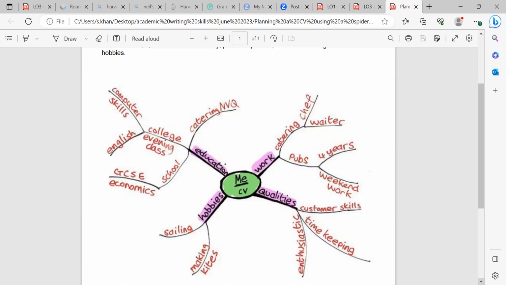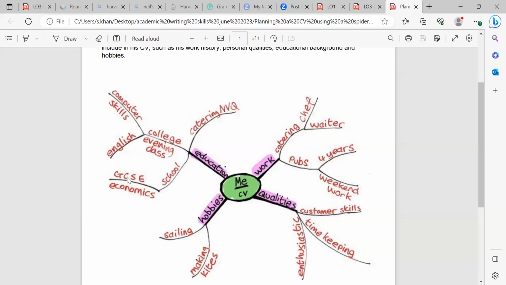Why do you think spidergrams are so important to use? Does it get your brain thinking? Yes, it does a little bit. Yeah, it gets your brain thinking on what you should be doing, how you should be doing it, and maybe approaching it. So what he's done in his education part for his CV, he's done catering NVQ, college evening class, school, GCSE economics, English, and computer skills.